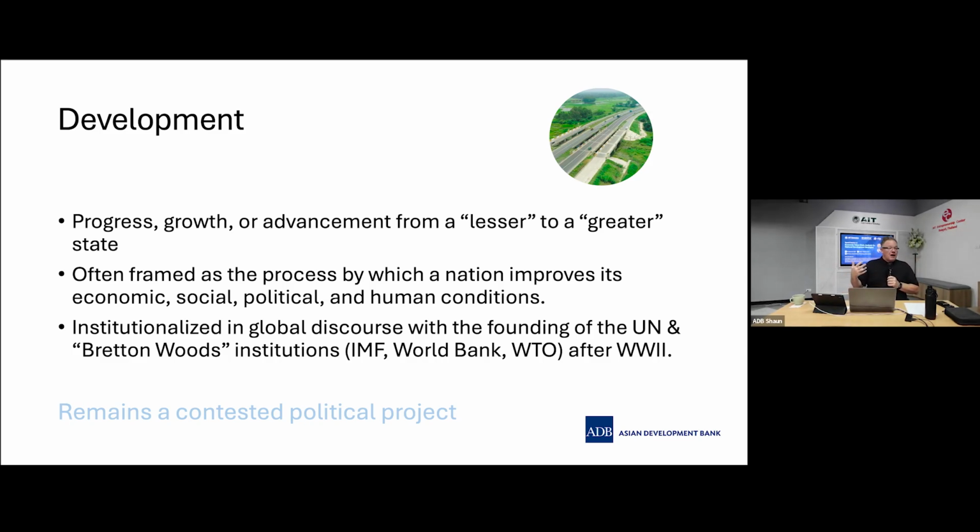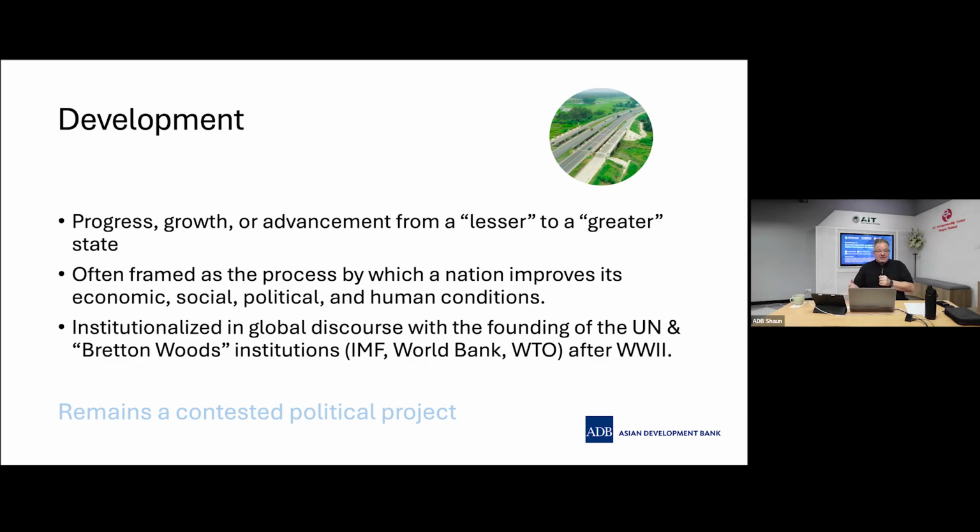This is very much still amongst philosophers and theorists and others a contested political idea, the idea of development. But essentially, it refers to progress or growth or advancement from a lesser state to a greater state. I think that's what we commonly refer to as development. It's often framed as the process by which a nation improves its economic, social, political, and human conditions, sometimes at the expense of other ideas.